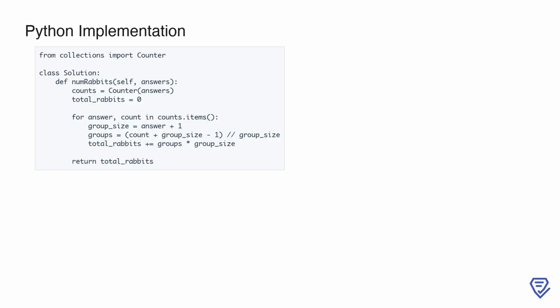Complexity. Time complexity, O(n), where n is the length of answers, as we iterate through the list in counts. Space complexity, O(k), where k is the number of unique answers, due to the counter. This solution efficiently handles both large and small inputs while ensuring correctness.